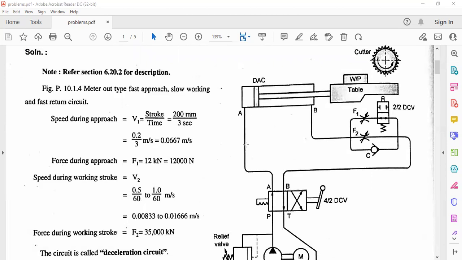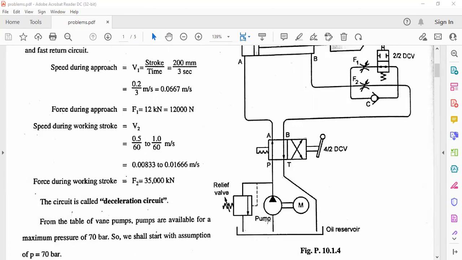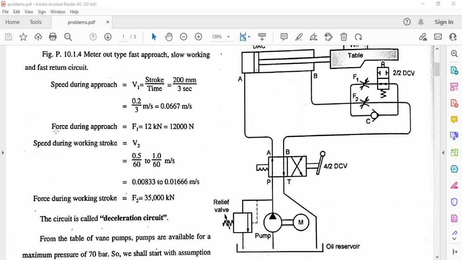This is accumulator. This is 2 port A and B. This is port and tank. So in this way, this is reservoir. So see here, meter out type fast approach, slow working and fast return circuit. Speed during approach is calculated here. After that, force during approach F1 and speed during working stroke V2.